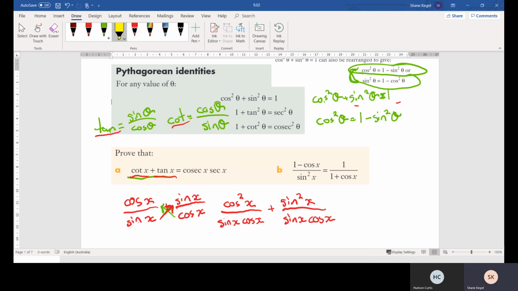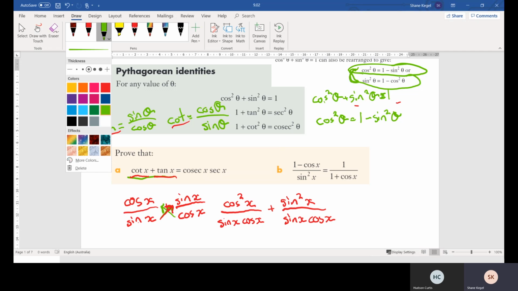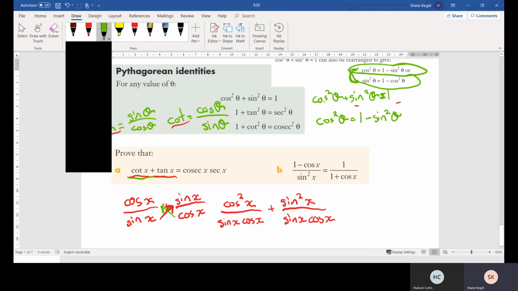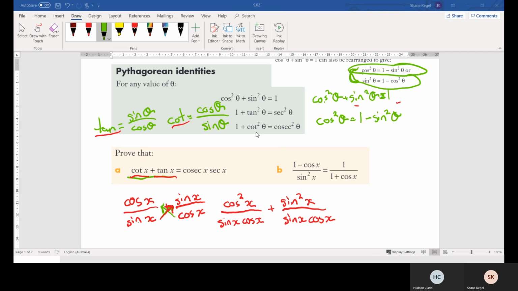Okay, from this point I have similar terms, squared over sine squared. So I'm going to bring this together as one fraction. So I have cos squared x plus sine squared x over sine x cos x. And looking at the top, I've got cos squared x plus sine squared x.